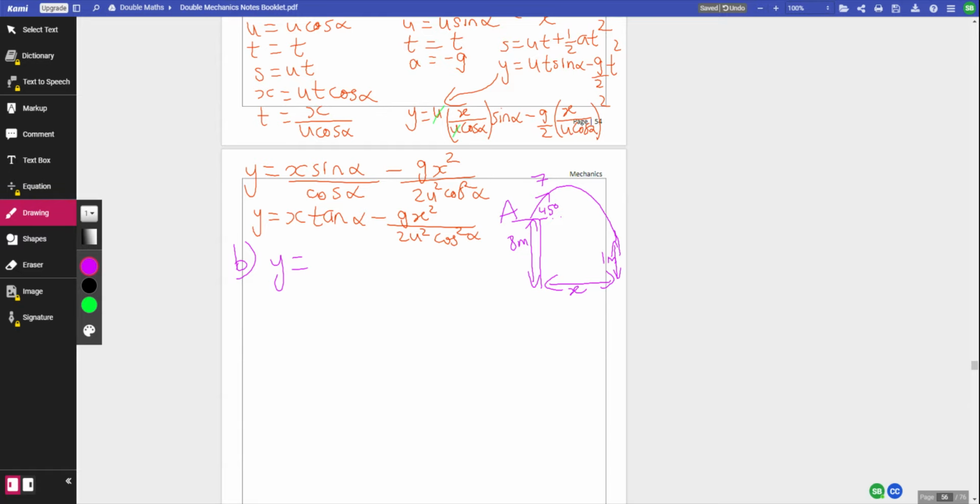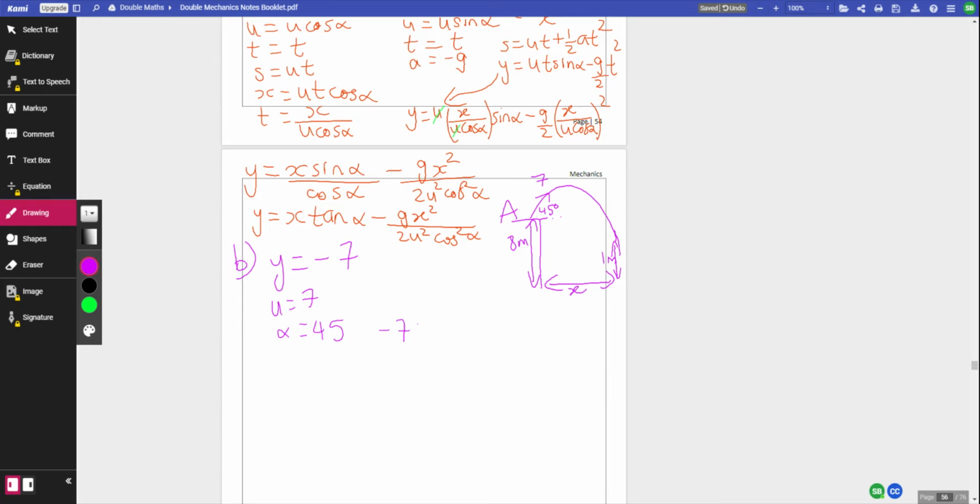So we know that the height above the point A for this ball when it's 1 meter above the beach is -7. And we know that, sorry, that's wrong. We know that alpha is 45 and U is 7. So we can use that. We can substitute all of those into the equation that we have for y.